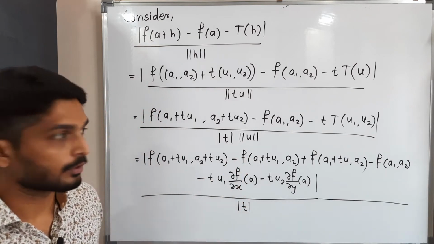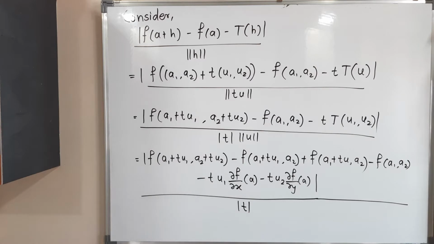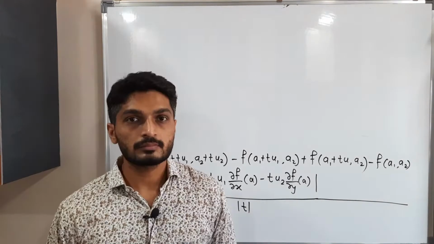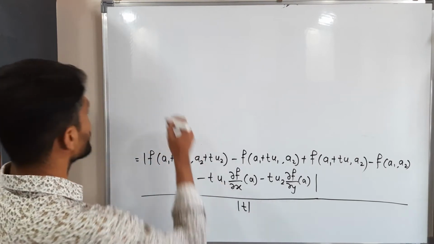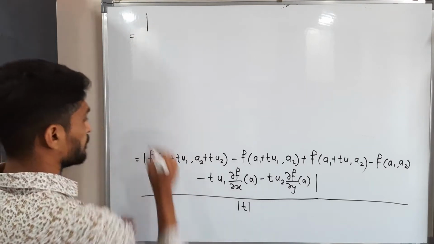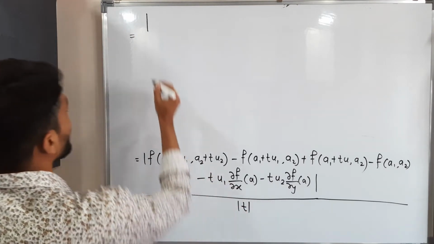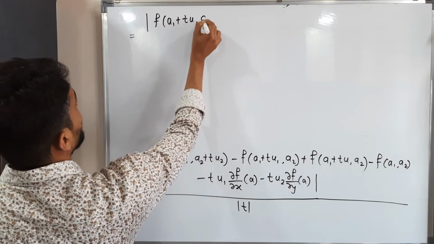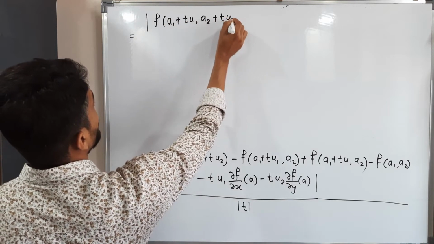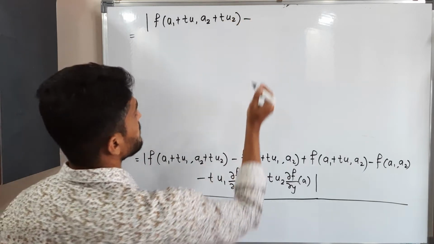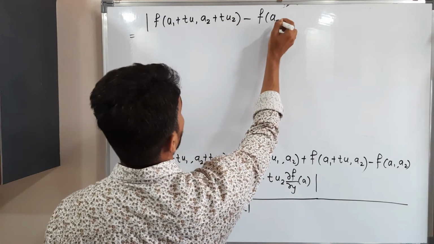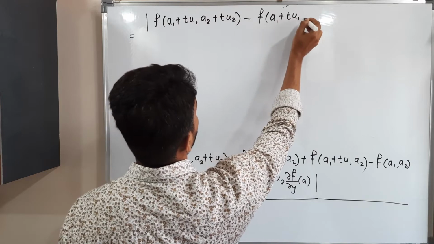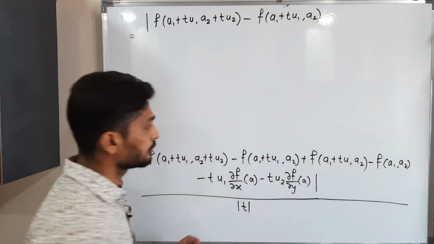I got this one. Okay, make a screenshot of it. There is no more space to write. So let us continue. This is equal to, I will continue with the same, f of (a1 plus tu1, a2 plus tu2) minus f of (a1 plus tu1, a2), right?